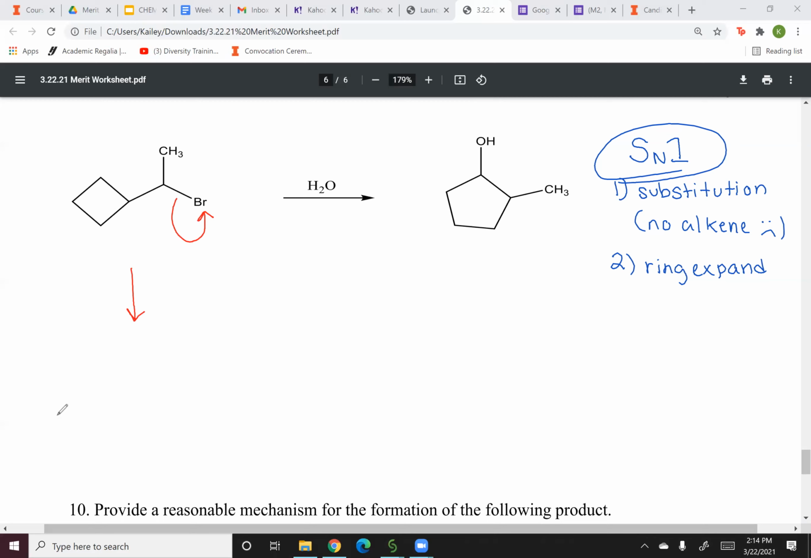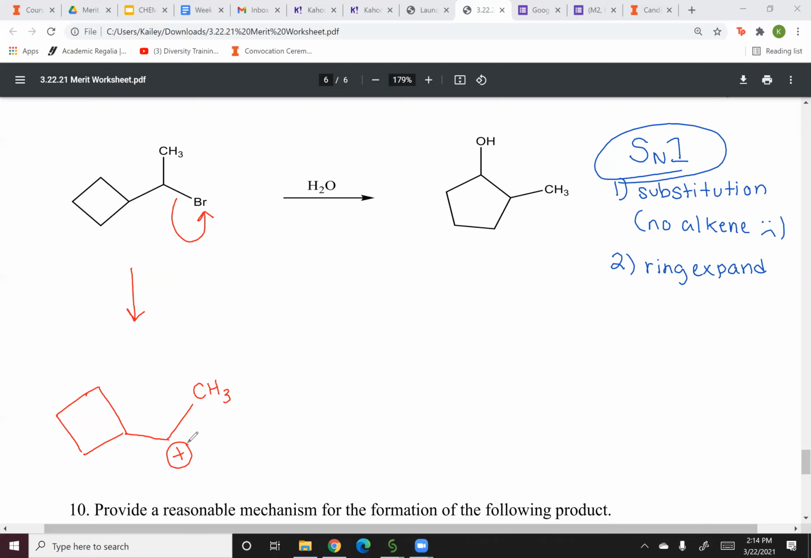One of the reasons why I really love drawing the arrow pushing is because it tells me exactly what is happening. I know sometimes when you're drawing a mechanism, it can get a little bit stressful and you're like, oh, what bonds do I have to change? What do I have to break? What do I have to do? And I can see from that arrow that I drew, the only thing that should be changing is my leaving group should leave. Everything else better stay the same.